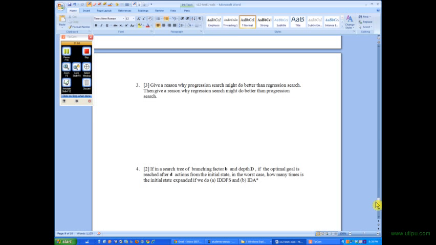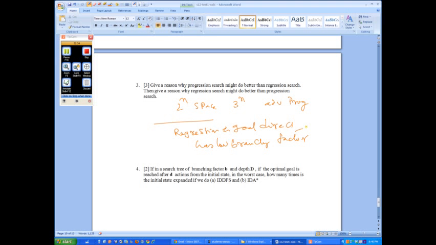And finally, give a reason why progression search might do better than regression search. Progression search searches in 2 power n space. Regression search searches in 3 power n space. So advantage progression. On the other hand, regression could be better because regression search is goal directed. Goal directed has low branching factor, because there are fewer things that are relevant to what you want to achieve than are things that you can do in any realistic world. Okay, those are the two usual explanations.